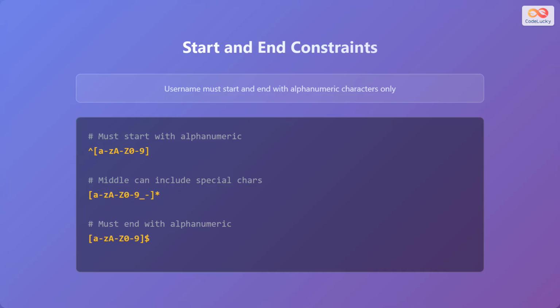Now let's enforce that the username must start and end with only alphanumeric characters. Here's how we can achieve that. ^[A-Za-z0-9] indicates that it must start with an alphanumeric character. [A-Za-z0-9_-]* allows the middle part to include alphanumeric characters and special characters like underscores and hyphens. [A-Za-z0-9] ensures that it must end with an alphanumeric character.